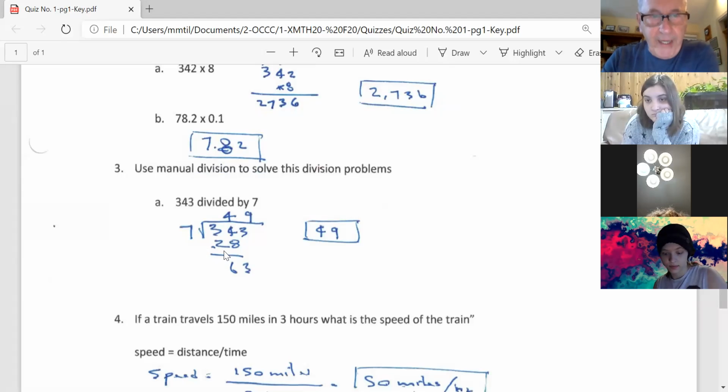7 times 4 is 28. Subtract that 28 from 34 is 6. Bring down the next number, which is a 3. 7 into 63 goes 9 times. 7 times 9 is 63, and so there's nothing left over. So the answer is 49.